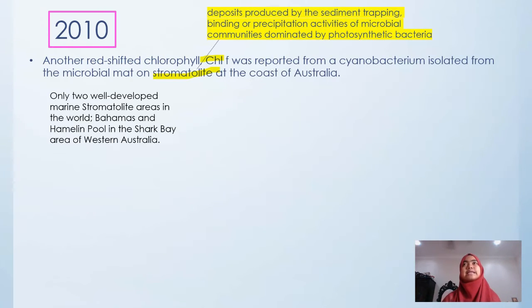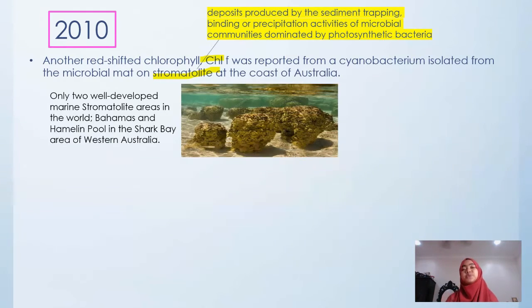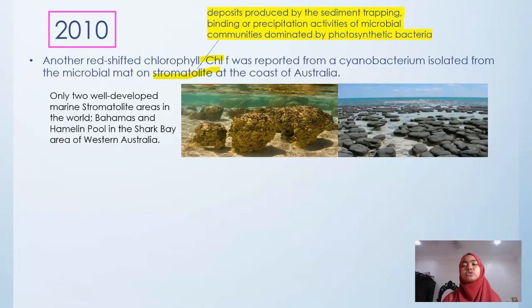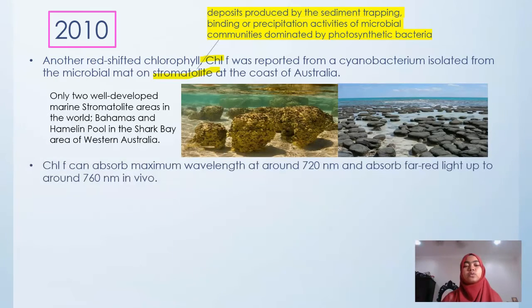Actually, a stromatolite is an early fossil. There are only two well-developed marine stromatolite areas in the world: the Bahamas and Hamelin Pool in the Shark Bay area of Western Australia. This is not a coral, it is a stromatolite. Chlorophyll f has an absorption maximum at around 700 nanometers and absorbs far red light up to around 760 in living organisms.